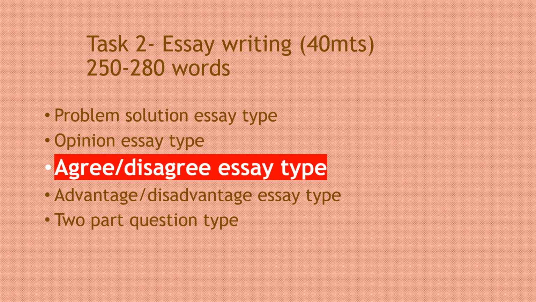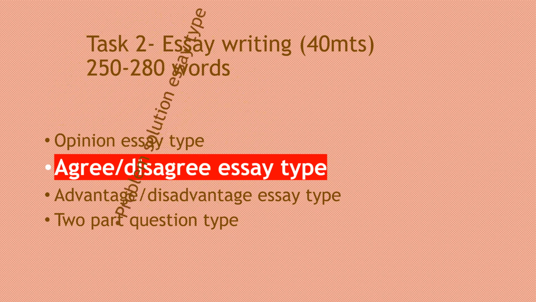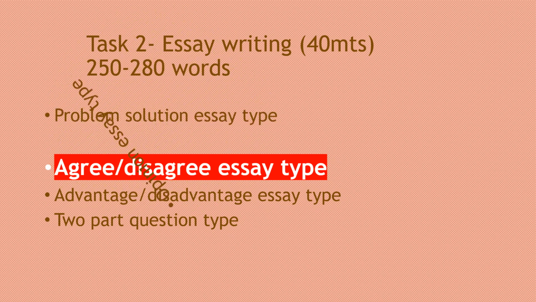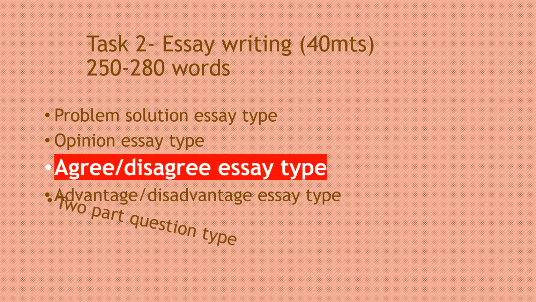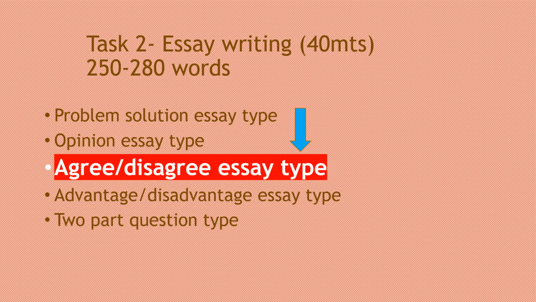The first one is problem solution, second is opinion, third is agree disagree, fourth is advantage disadvantage, and fifth is two-part question. So friends, in this video we are going to take a look at the topic for agree disagree essay type. So the moment you read the question, you should be able to identify what essay type it belongs to.